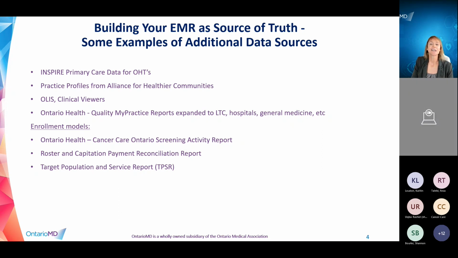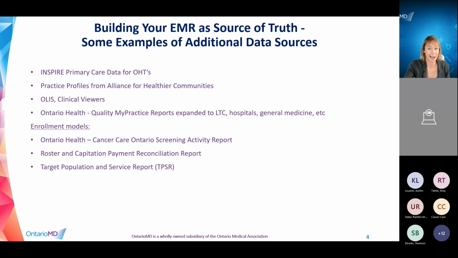There are target population and service reports that come out in April and September from the ministry. This gives you the list of cumulative preventive care services for enrolled patients. There's the roster and capitation payment reconciliation report. This is an electronic roster report received monthly, which includes what the ministry has listed as your current roster and possible new additions or removal suggestions. And you could also use outside reports.